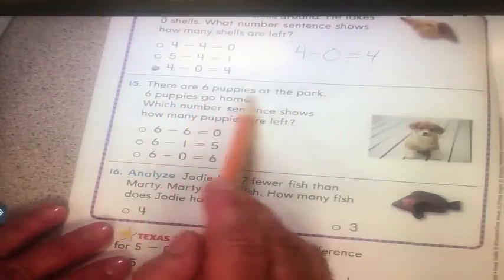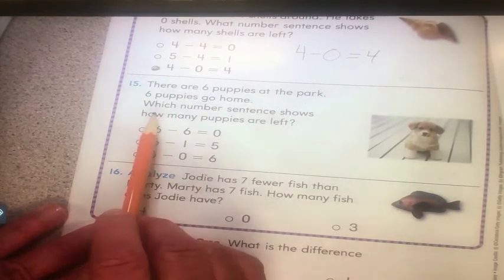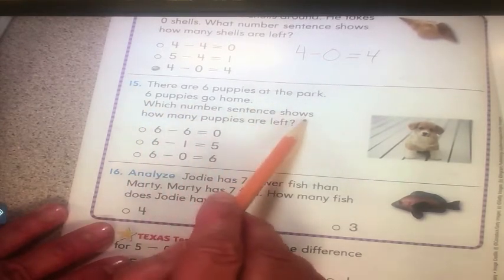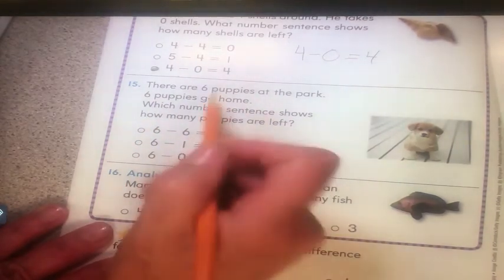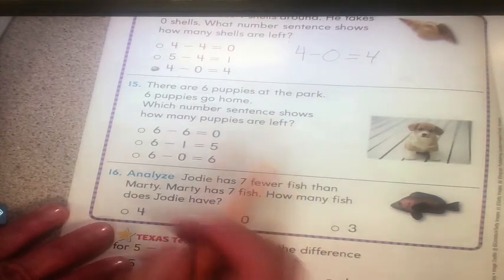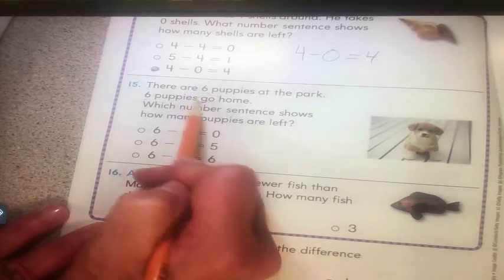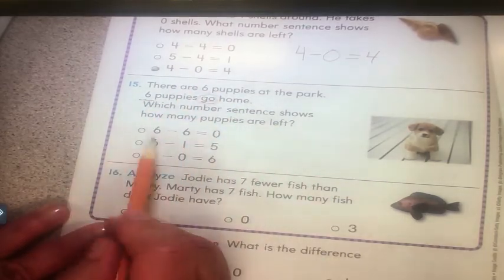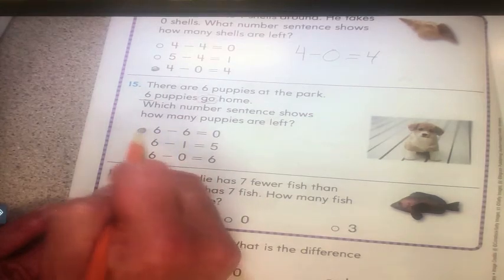There are 6 puppies at the park. 6 puppies go home. Which number sentence shows how many puppies are left? Well, if there are 6, you're going to find the difference, which means you're going to what? Subtract. What are you going to subtract if they all go? Subtract 6. So there it is. 6 minus 6 equals what? 0.